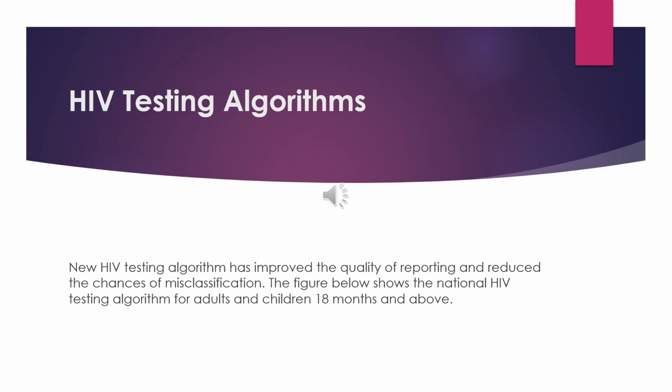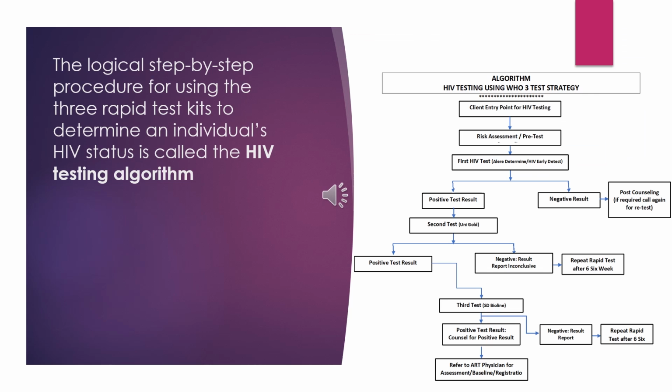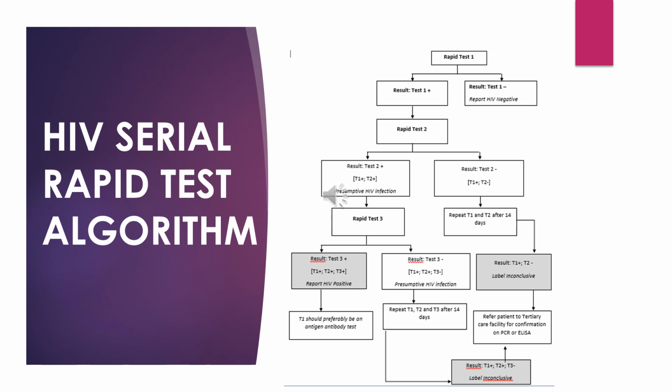The figure on the next slide shows the national HIV testing algorithm for adults and children 18 months of age and above. This slide summarizes what we have talked about, that is, the algorithm of HIV testing using the 3-test strategy of the World Health Organization. This is to be printed on the site so that everybody can follow the same procedure. This serial rapid test algorithm should be printed and displayed in the working area so that everybody follows it accordingly.